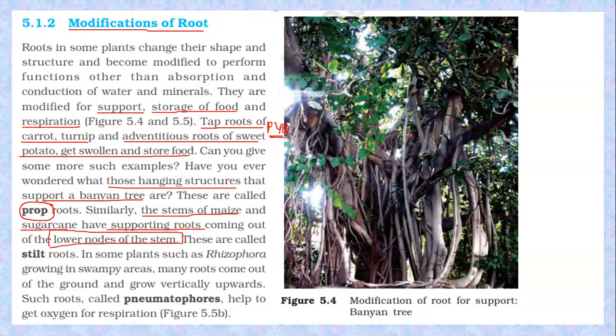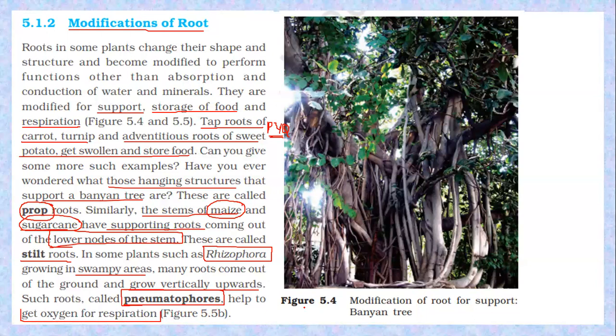Very, very important. The maize and sugarcane have supporting roots that come from the lower nodes of the stem. These roots are called stilt roots. In certain plants such as Rhizophora, growing in the swampy areas, many roots come out of the soil and grow vertically upwards. Such roots are called pneumatophores. Such roots are present in the mangroves growing in saline water, which you can call marshy areas. Pneumatophores help them to get oxygen for respiration.